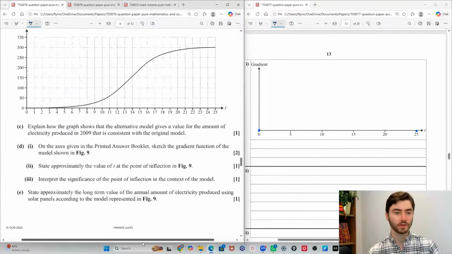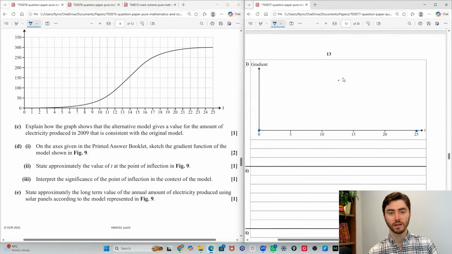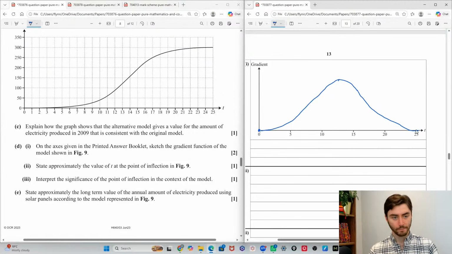Sketch the gradient function. So it's going to be a maximum. I don't know what it's going to be a maximum of, but it kind of doesn't matter. By symmetry, I think I would expect it to be peaking somewhere here, and it kind of looks like it's going to be doing something like this, kind of symmetric. Something like that.